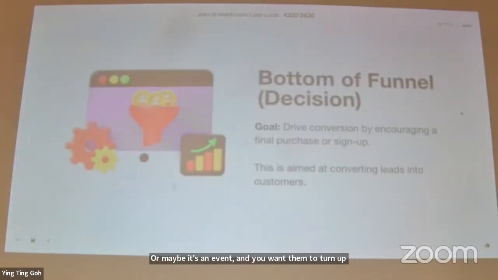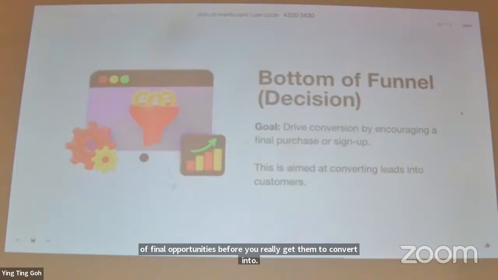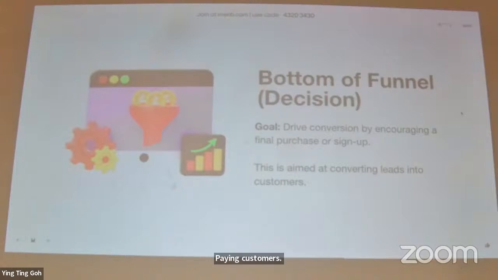Bottom of the funnel is where you've got a couple of final opportunities before you really get them to convert into paying customers, or if it's an impact or ground-up initiative or a side project, it's really like you want to be chosen for that decision, whether it's about volunteering, or maybe you as a collaborator for a certain project, certain types of things. It's really about converting the people who are right at the edge to go over the line.